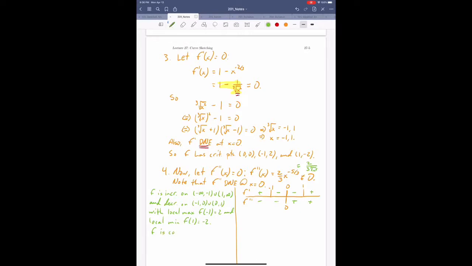Also, f is concave up on 0 to infinity, and concave down on negative infinity to 0. And yes, f does have an inflection point, (0, 0). Even though the second derivative doesn't exist there, the second derivative still goes from being negative to being positive. It still changes sign. So we still do have an inflection point, (0, 0).